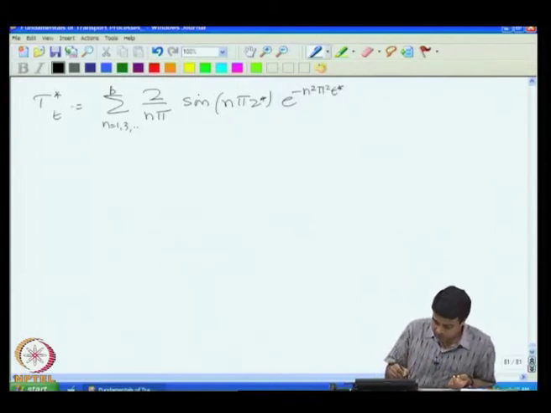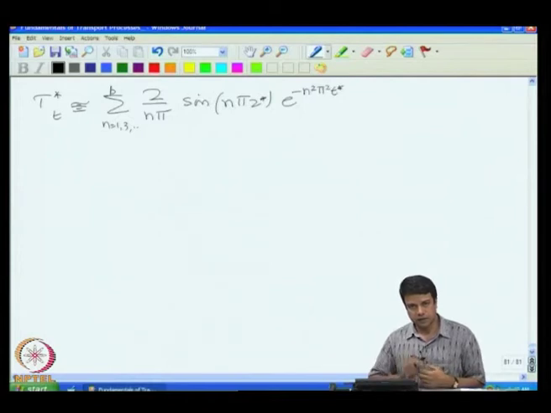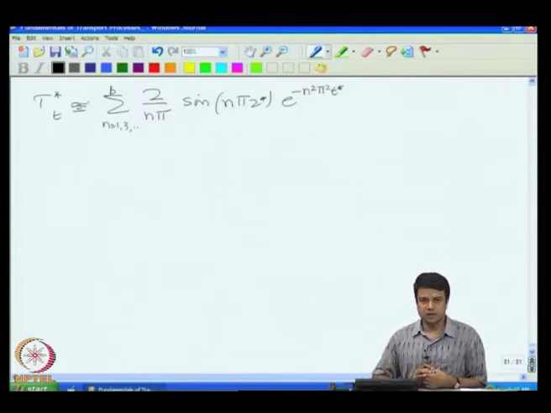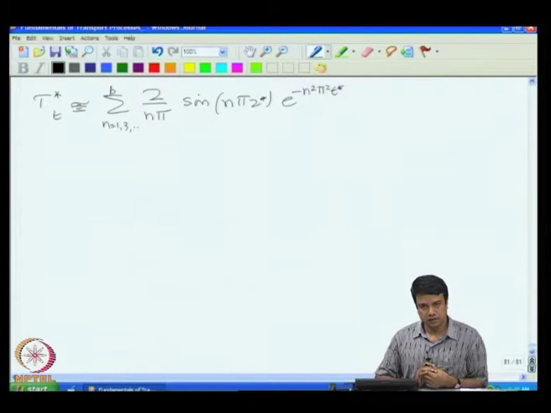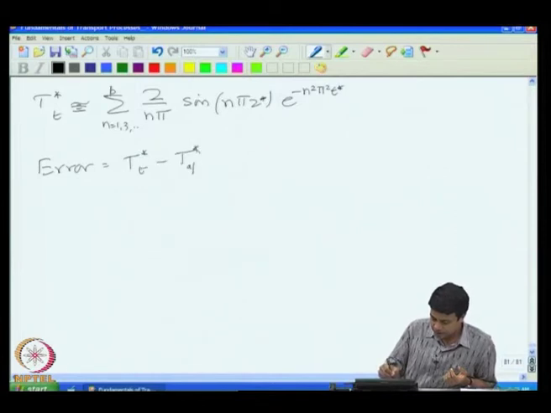This is an approximate solution because I have cut it off at some particular value of n. I have neglected the higher order terms in this expansion in n. What is the error that I am likely to make because of this? The error will be equal to theta star minus the approximate solution that I have.